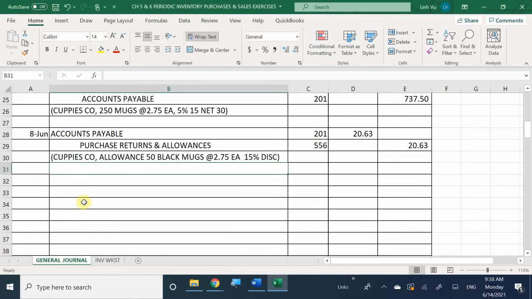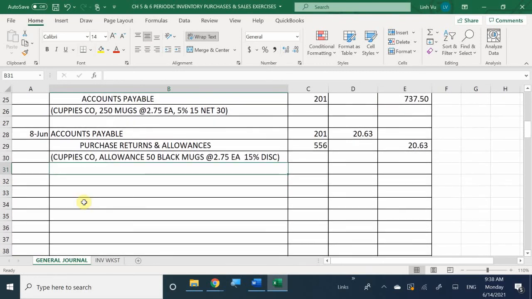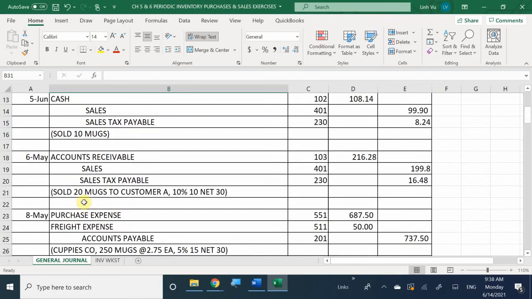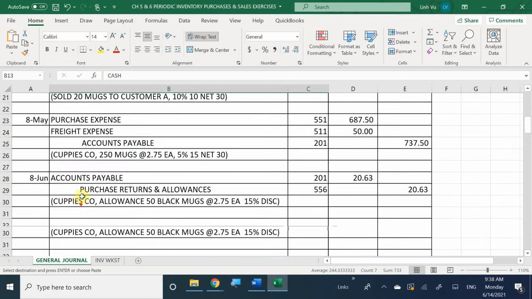Cash, right? We received cash. What else? Cash, and then it's going to be sales tax. Good. Because in this context, I'm selling to a customer. Right? So here you go. Cash, sales, and sales tax. All right.